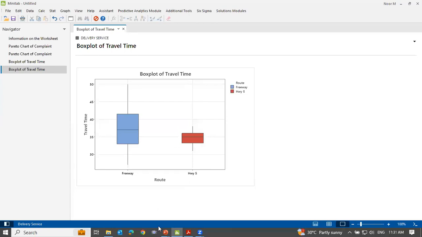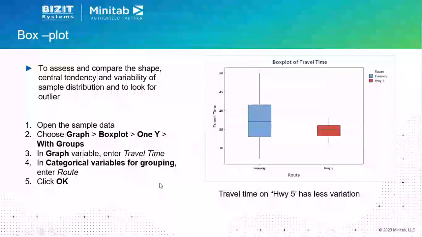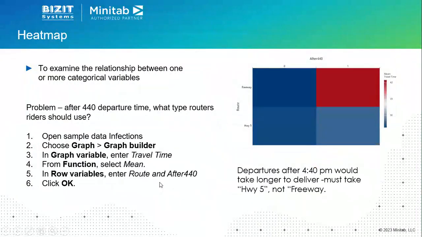So we have another graph, the heat map. The heat map shows the relationship between two or more categorical variables. For this case, maybe we want to answer this question: after a 4:40 departure time, what type of route should a rider use? Which one, the highway or the freeway?